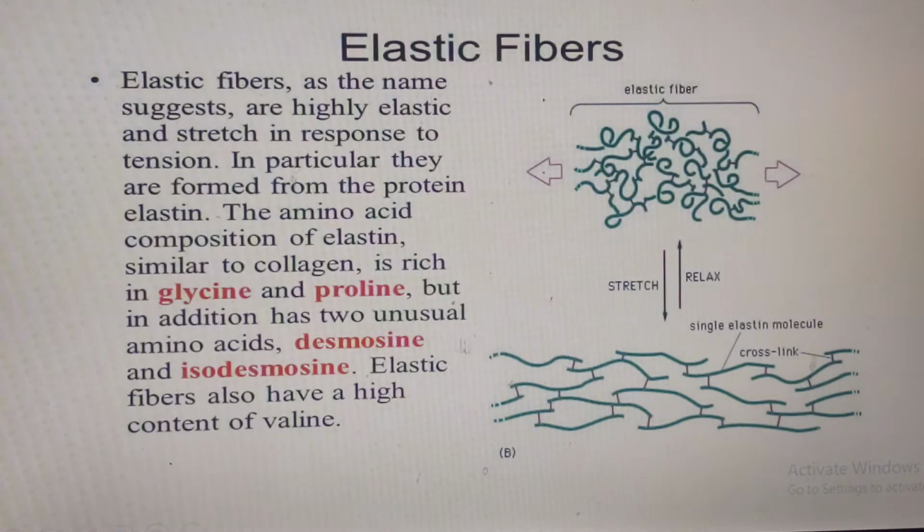As part of the proteins, they will contain glycine, proline, and some other modified amino acids like desmosine and of course isodesmosine. These are amino acids that we're going to find present in there. They will also have a high content of valine. We find these in areas where there is a need for recoiling of that kind of tissue. So that is what we have.